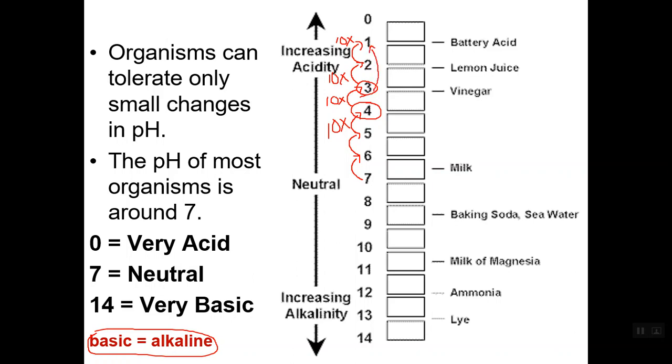So if you have something with a pH of 3 compared to something with a pH of 1, the thing with a pH of 1 is 100 times more acidic, 10 times 10, right? And vice versa. If you go from 7 to 8, you've gotten 10 times less acidic. If you've gone from 8 to 10, you've gotten 100 times less acidic, right? So that's just some of the pH scale.